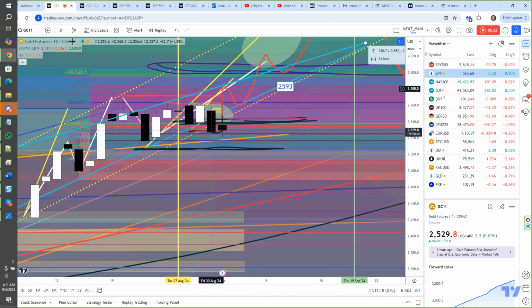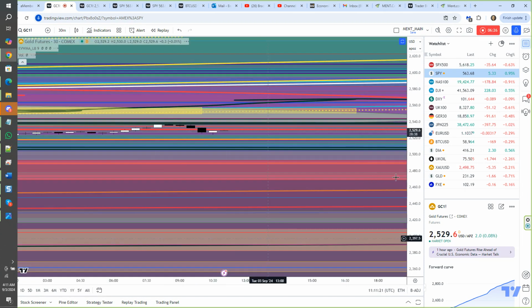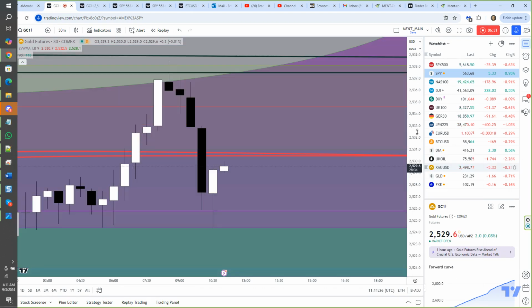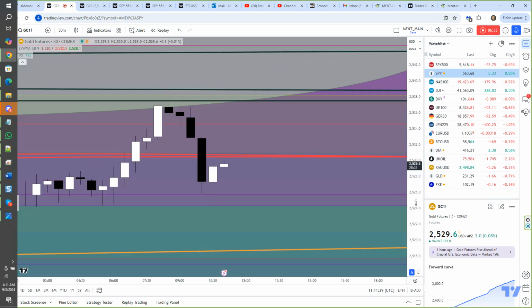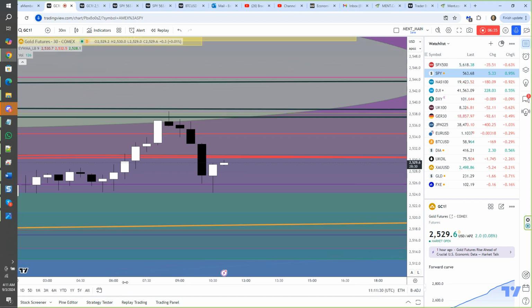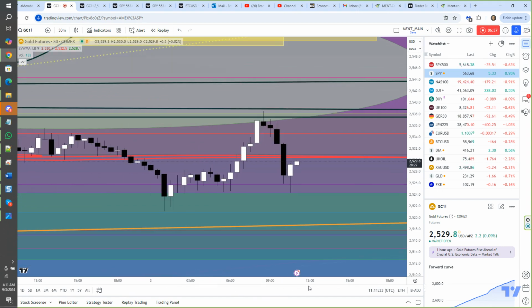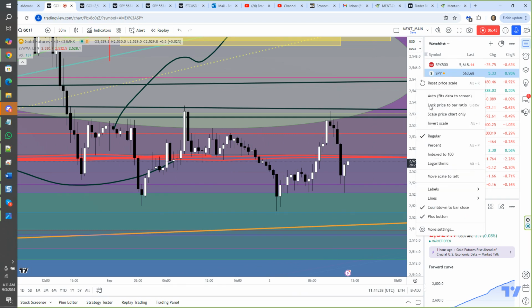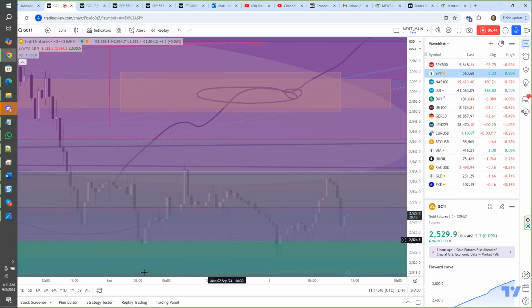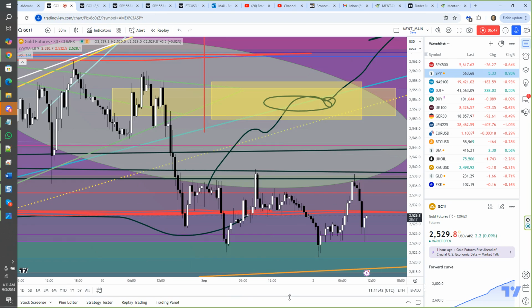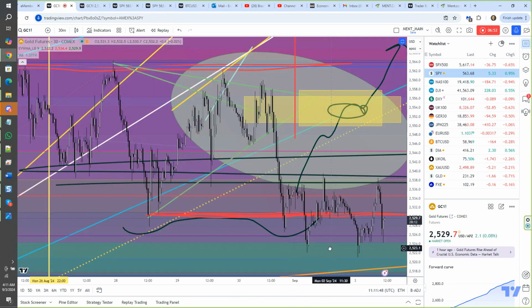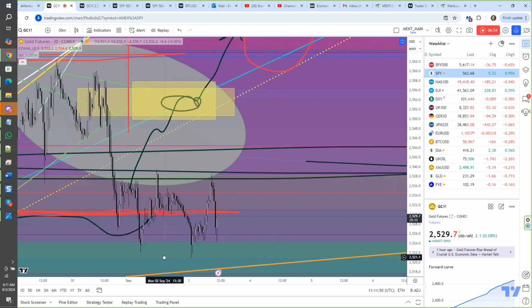You can see these lines I drew. We'll go back down here into a 30-minute. These are the lines that I drew in last week's analysis. Let's see if we can get the lines visible here. We've got a lot of data. Not seeing those red lines yet. There we go.